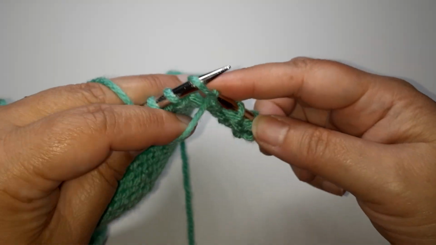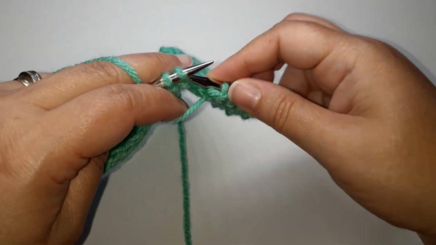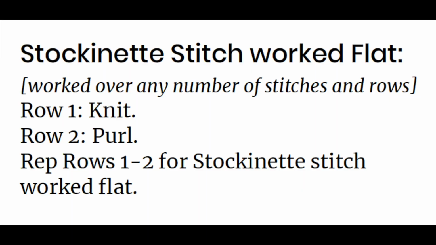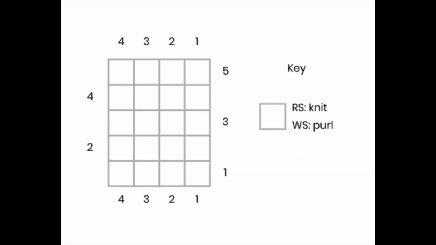And like garter stitch, it can be worked over any number of stitches and rows. This is what the written instructions would look like if you were going to work it flat. Row 1 you knit, row 2 you purl, and you repeat those 2 rows to work stockinette stitch. If this were written as a chart, this is what it would look like.